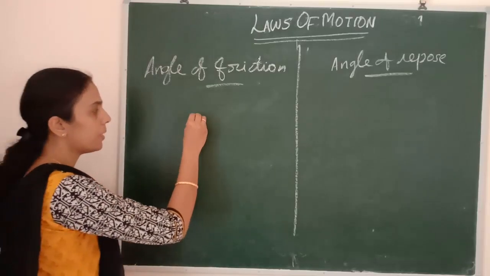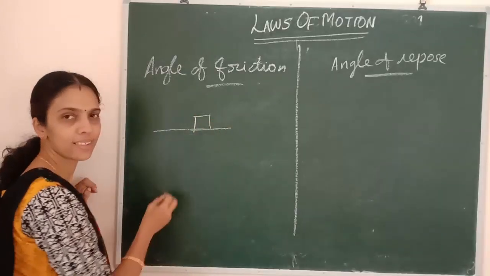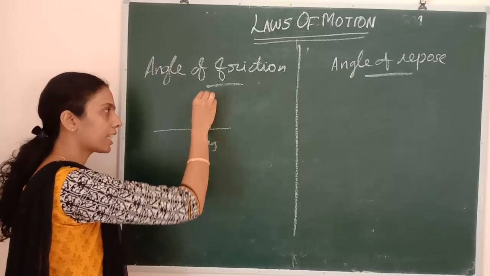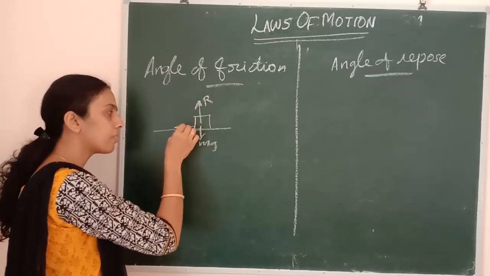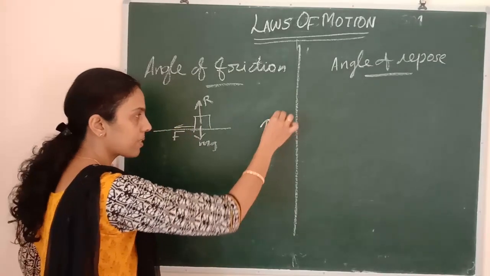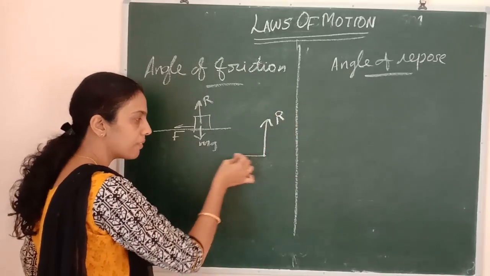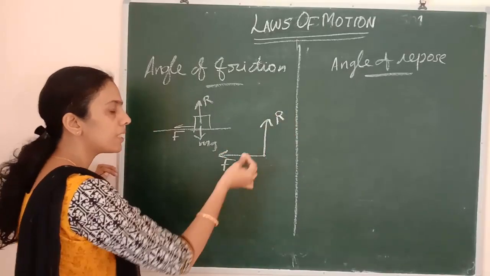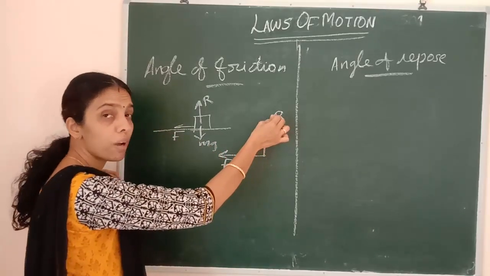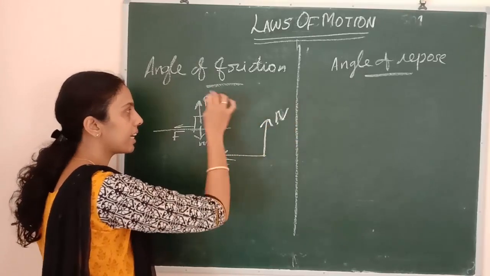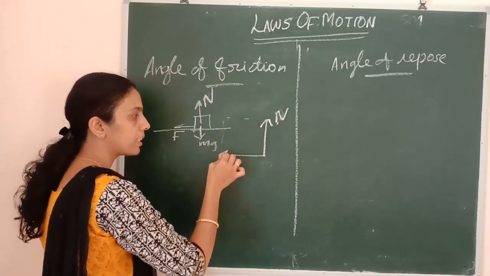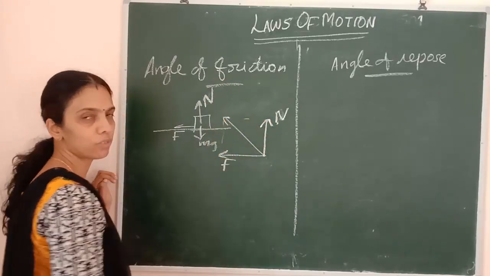Suppose an object is here on the surface. It will have mg downwards, a reactional force, and a frictional force in the opposite direction. The reactional force is a vector like this, and the frictional force a vector like this. What is the resultant of this frictional force and the normal reactional force N? Complete the parallelogram and you will get the resultant force like this.